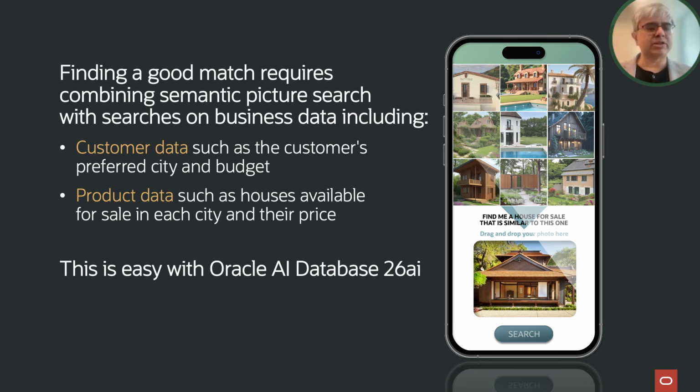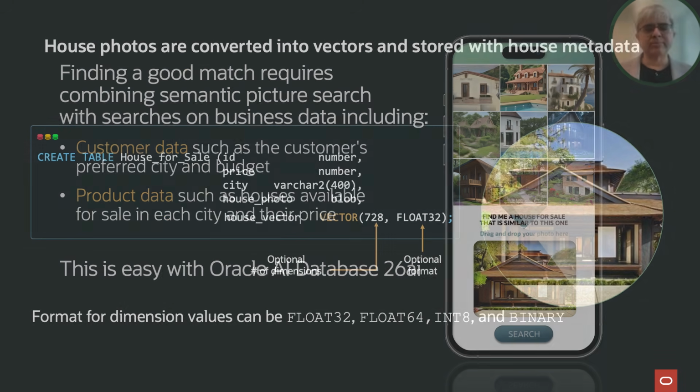In this case, everybody searching for a house has a certain budget, at least I do. And everybody wants to live in a certain location, so your city preference matters. And of course, you need to also look at things like product data, what houses are actually available in the city. There's no point showing me a house in the Mediterranean that costs $30 million. Show me something in my location that is closer to my budget. And this is what is made super easy now with Oracle Database 23ai.